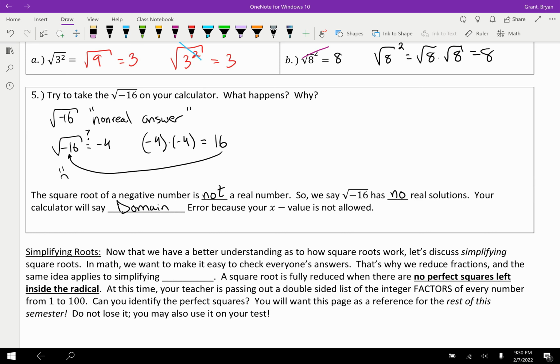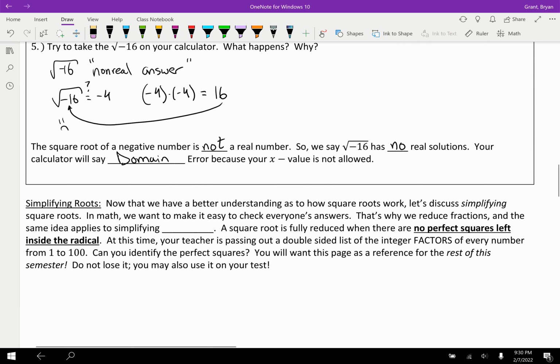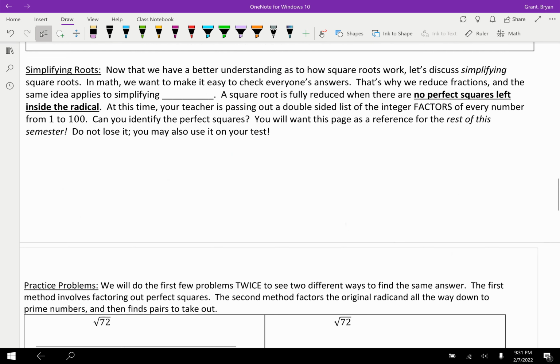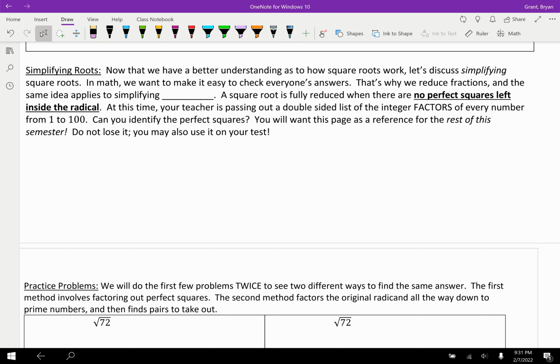All right, now that we have a better understanding as to how square roots work and some different properties that work with them, let's discuss simplifying square roots. Now in math, we do want to make it easy to check everyone's answers. That's why we reduce fractions, and the same idea applies to simplifying radicals, or you could say roots here if you wanted. A square root is fully reduced when there are no perfect squares left inside the radical.